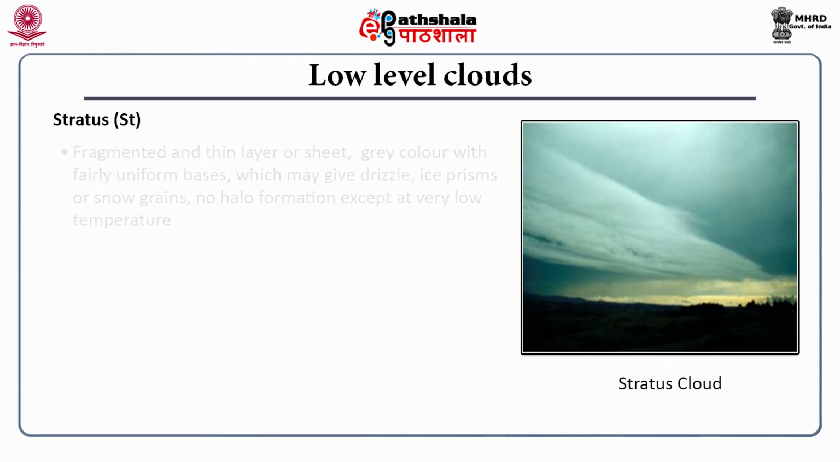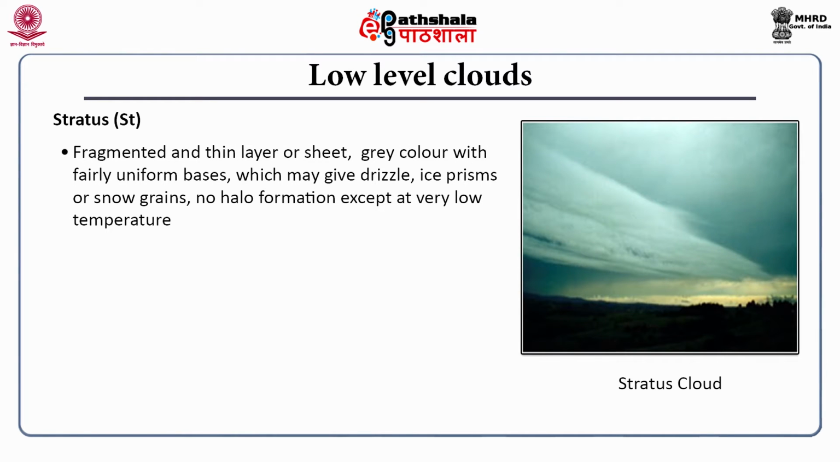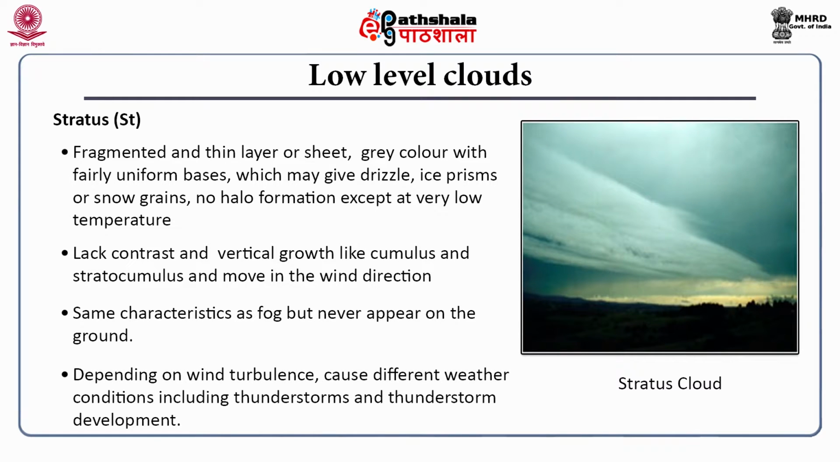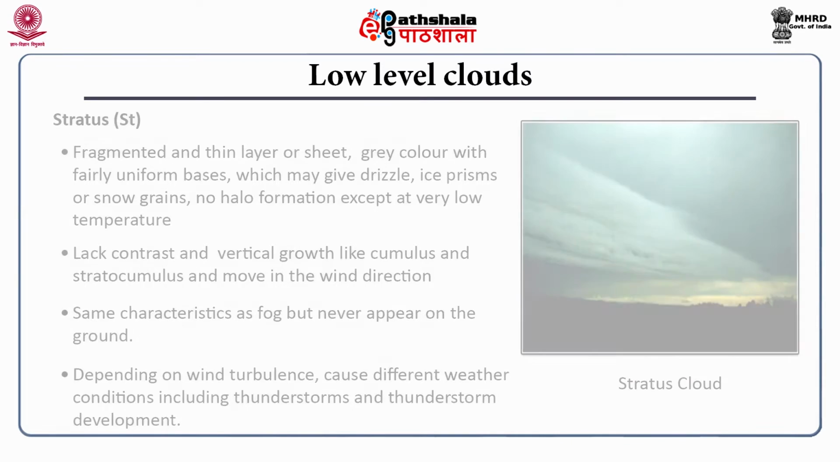Stratus clouds are fragmented, thin layers or sheets, grey in color with fairly uniform bases, which may give drizzle, ice prisms or snow grains. No halo formation except at very low temperature. It lacks contrast and vertical growth like cumulus and stratocumulus and moves in the wind direction. It has the same characteristics as fog but never appears on the ground. Depending on the wind turbulence, it causes different weather conditions including thunderstorms and thunderstorm development.